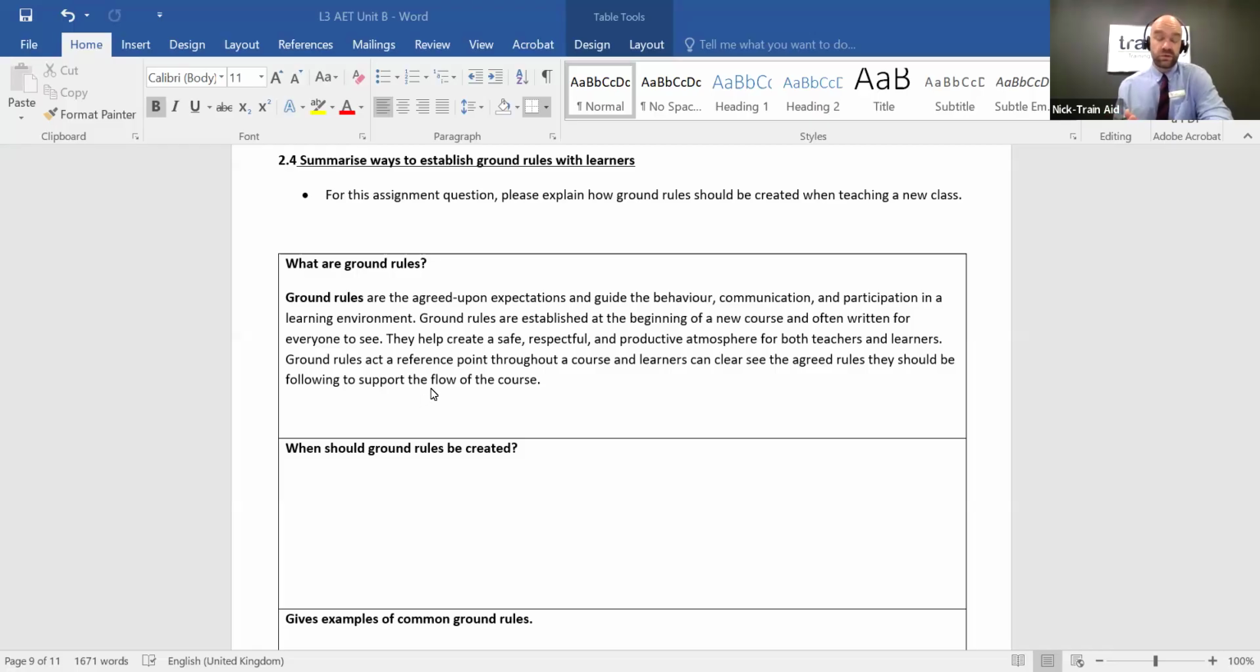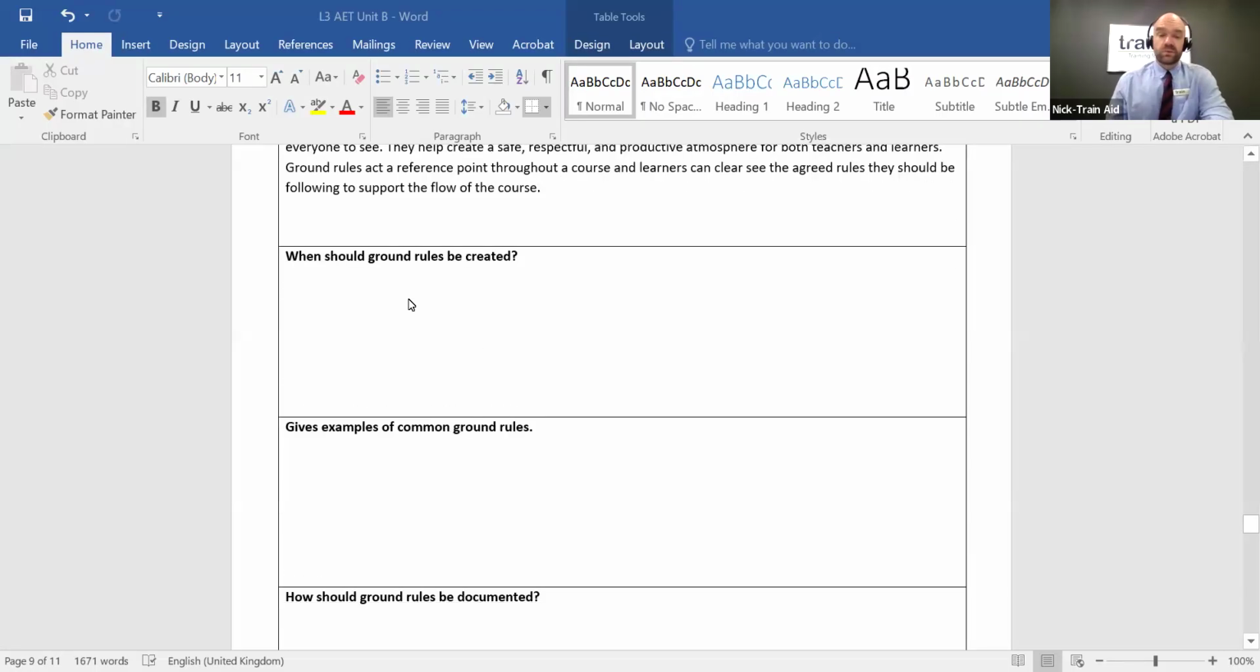So first things first, what are ground rules? For this assignment question, you just need to write a paragraph on what ground rules are within teaching and training. As mentioned before, it's done at the start of a class. It's written down for all to see. It empowers the learners because they have the opportunity to get the rules off their chest, and it's better than a teacher saying what the rules are, where learners can often switch off and be disengaged. So it empowers learners to speak up and to list their rules. Again, it's promoting the functional skills, literacy and language of writing the skills down.